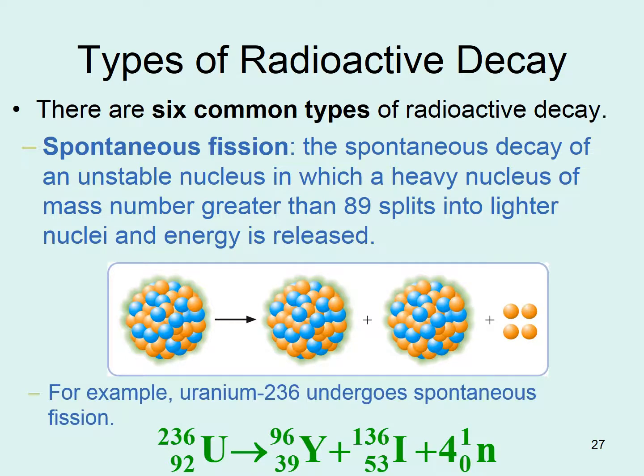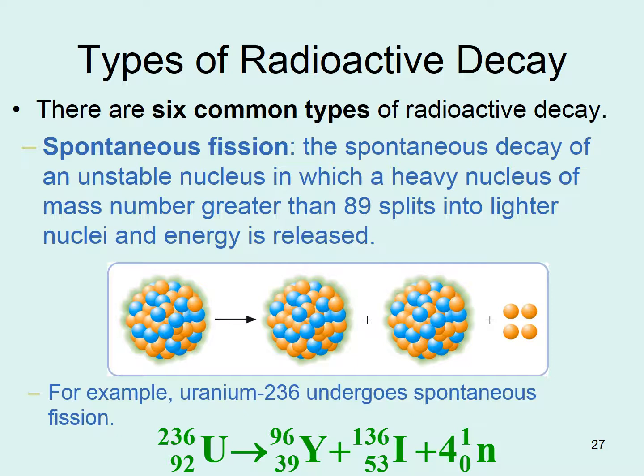This is an example of uranium-236, which undergoes spontaneous fission. So uranium-236 will decay, in this case, to yttrium and iodine, and 4 neutrons are given off. What you want to notice again is that the total numbers are the same. So 53 plus 39 gives you 92. 96 plus 136 plus 4. Notice because there's 4 neutrons, you have to multiply that one. So 96 plus 136 plus 4 gives you 236.